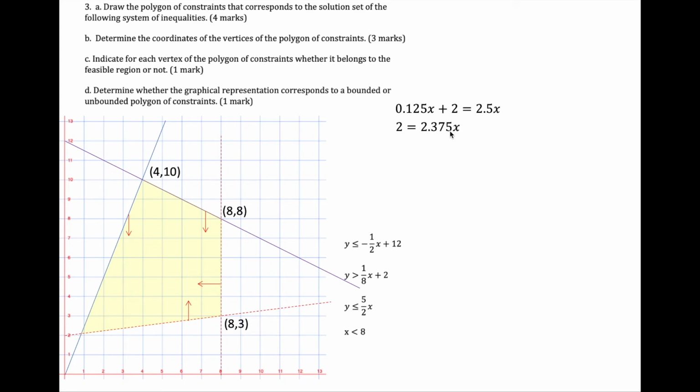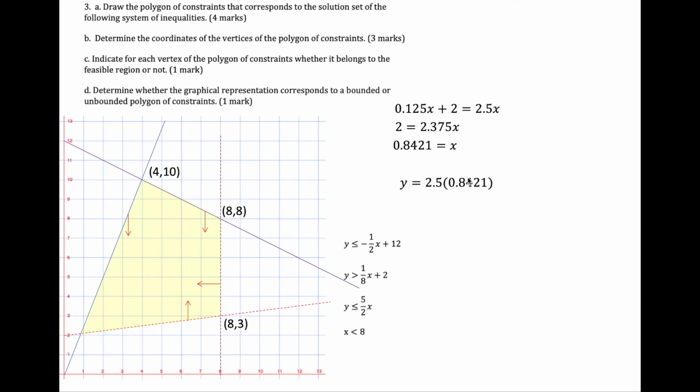I want the x all alone. The 2.375 is stopping it. It's multiplying the x, so I'm going to divide both sides by 2.375. 2 divided by 2.375 is going to be something a little bit less than 1, which is 0.8421. I'm going to feed that back into one of my equations. This one's a little bit easier, the 2.5x. I'm going to feed it into y is equal to 2.5x, which is this one really. y is equal to 5/2x. But same thing, 2.5, 5/2. y is equal to 2.5 times the x value, which is the 0.842.